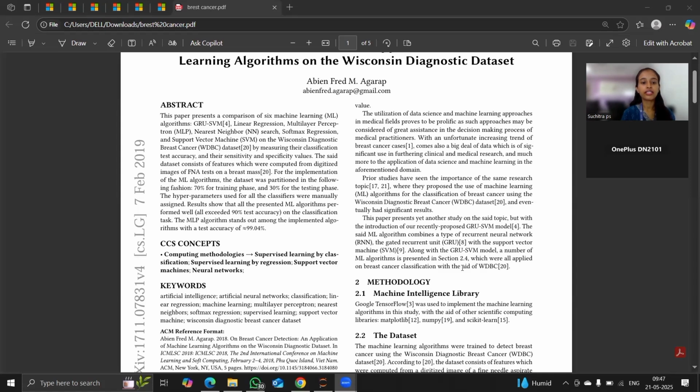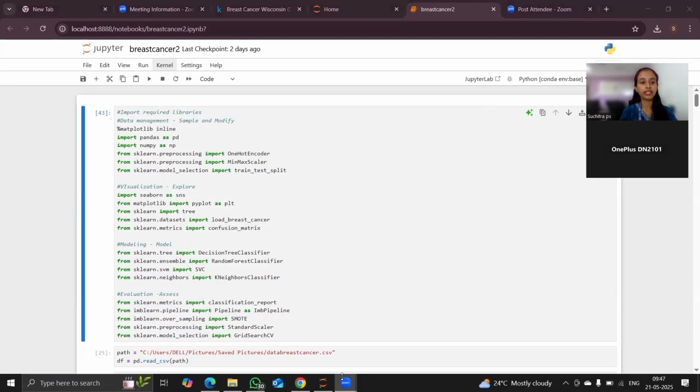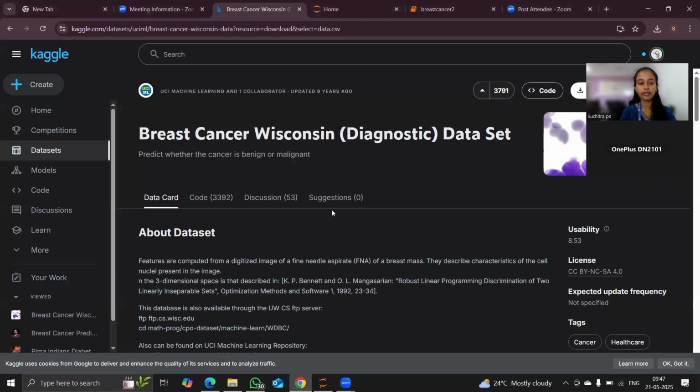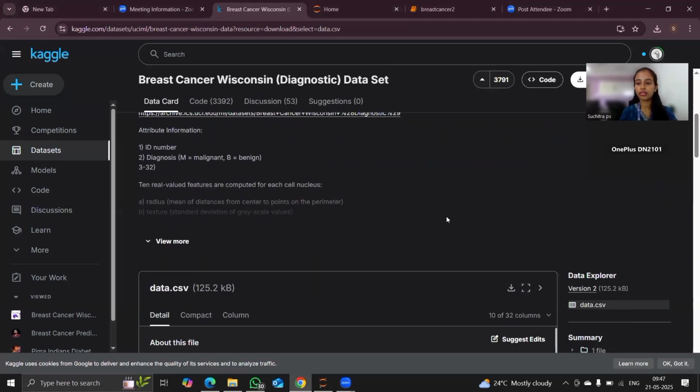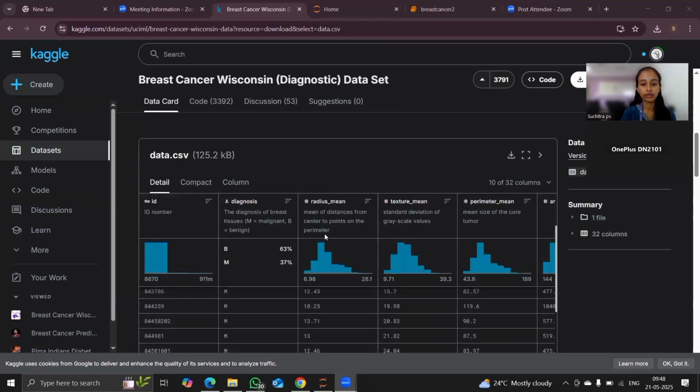The data set used to train and evaluate the model is the Wisconsin breast cancer data set. Here we can see the data set. We took this from Kaggle. This is how the data set looks like.